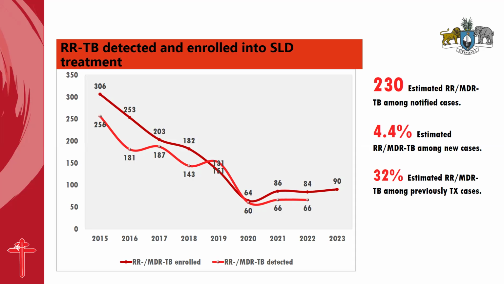So you find that there's an imbalance in the numbers between those who were detected and those who have been enrolled. Sometimes you find that there is a gap in reporting. That's why we find the numbers not corresponding there.